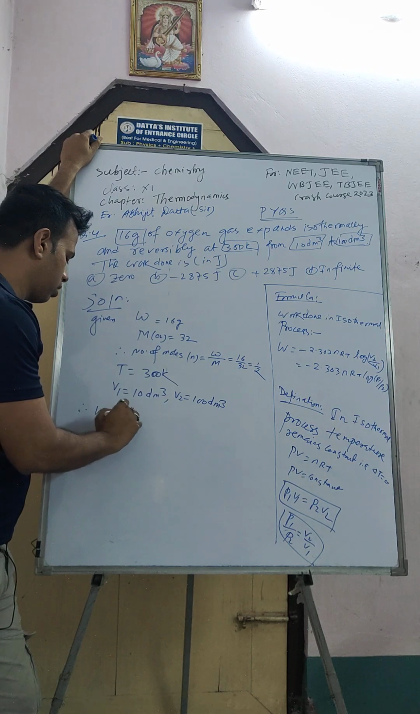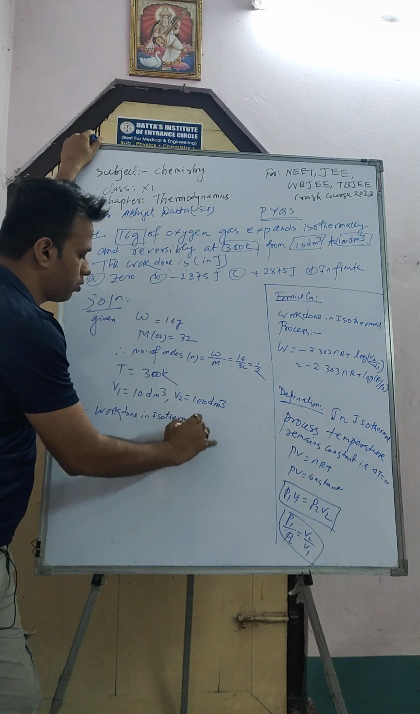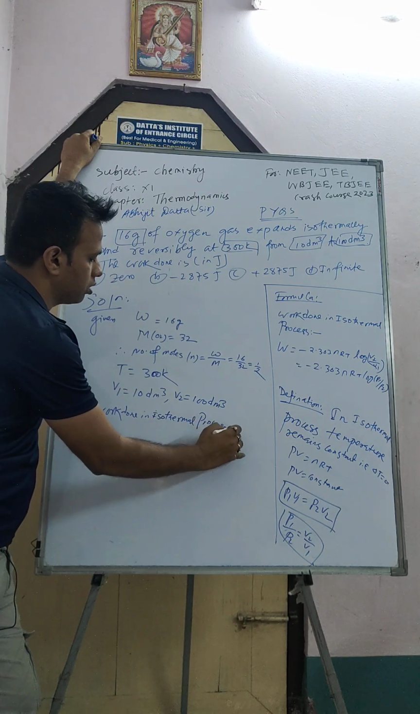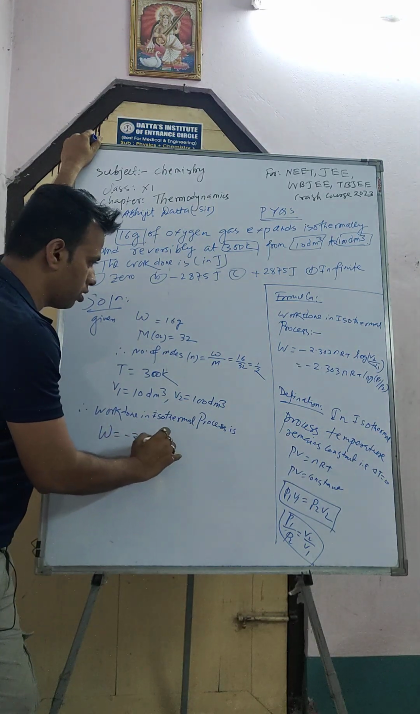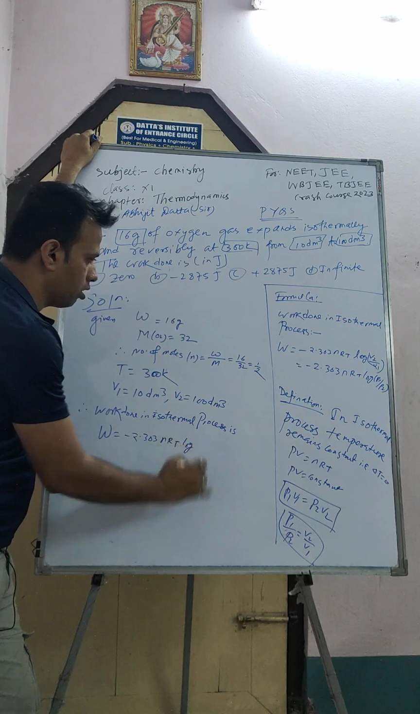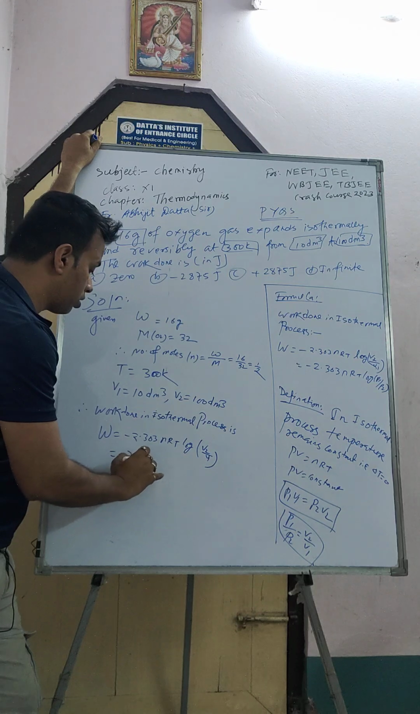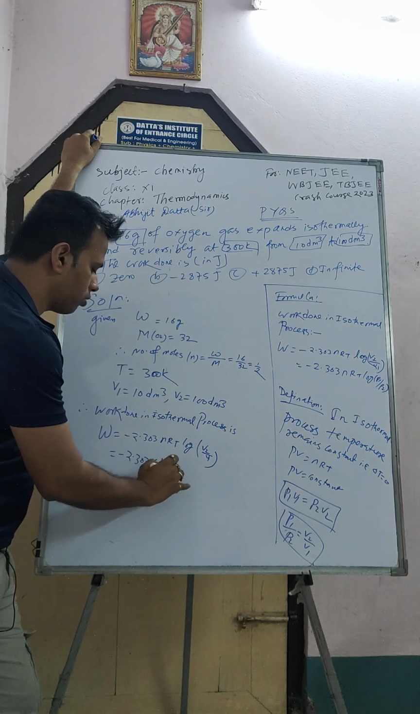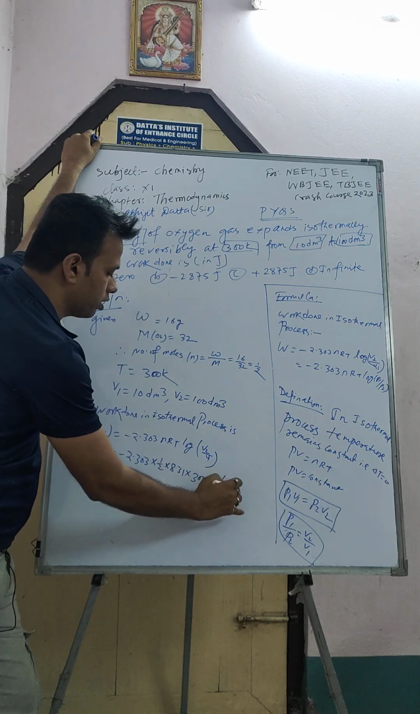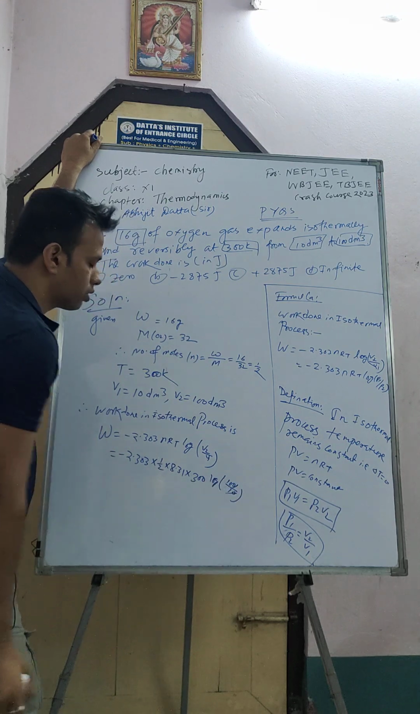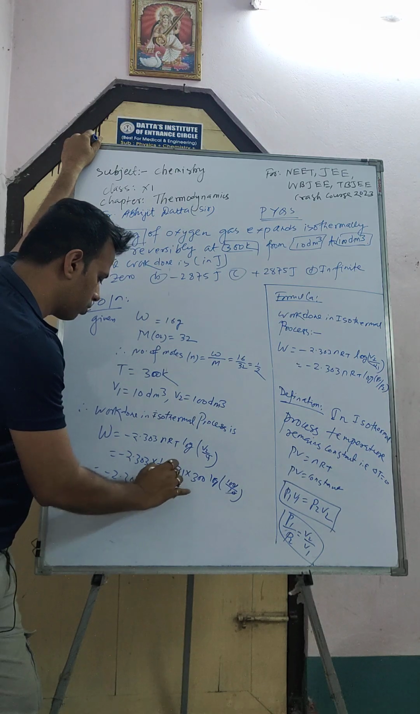So we have to find out the work done. Work done in isothermal process is W equal to minus 2.303 nRT log V2 by V1. Minus 2.303, n is 1 by 2, R is 8.31, T is 300, log V2 by V1 is 100 by 10, it will be 10. So minus 2.303 into 1 by 2, it will be 4.